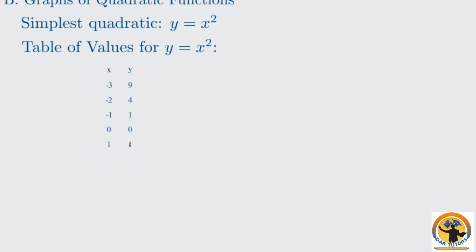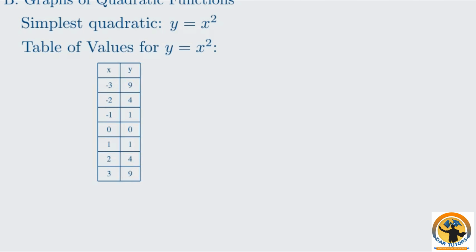Now let's delve into the geometry of these functions. Our objective is to understand the key features of the graph of a quadratic function, which is called a parabola. We can get a feel for the shape by plotting the simplest quadratic function, y equals x squared. We can build a table of values. For example, when x is 3, y is 9. When x is 2, y is 4. When x is 0, y is 0. Notice the symmetry. When x is -2, y is also 4.